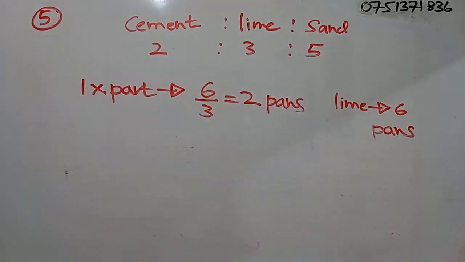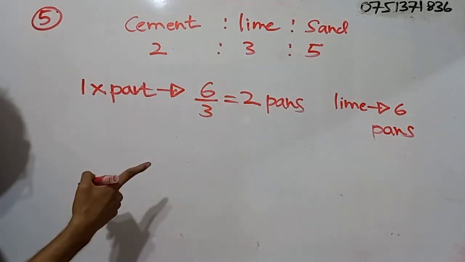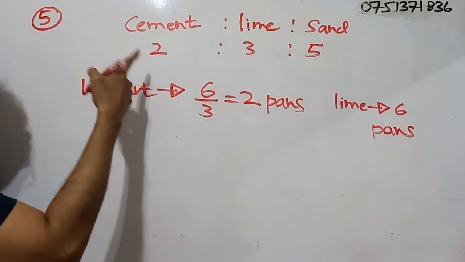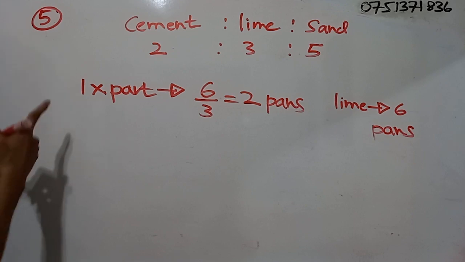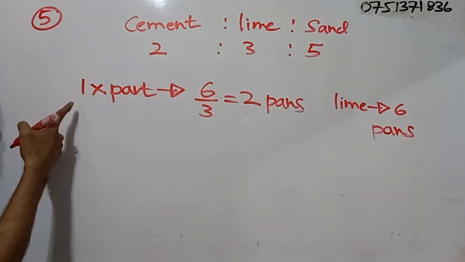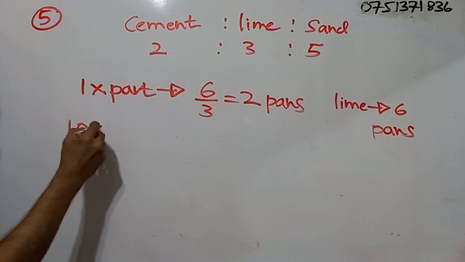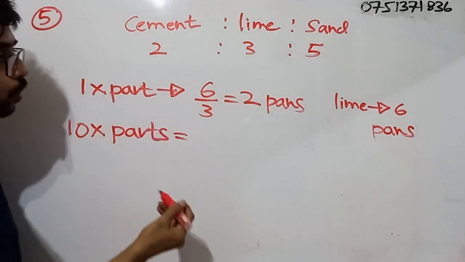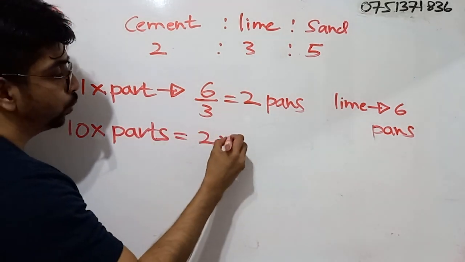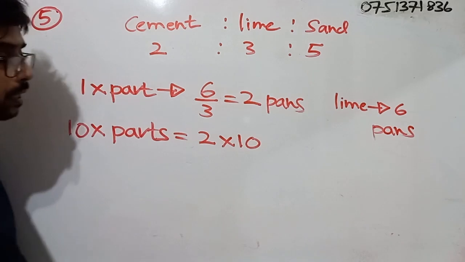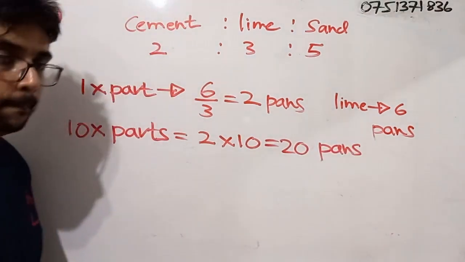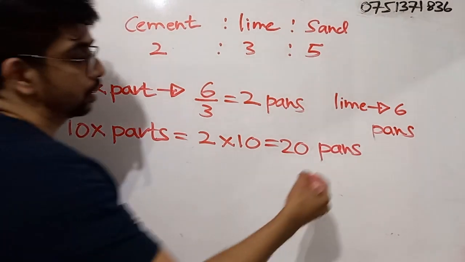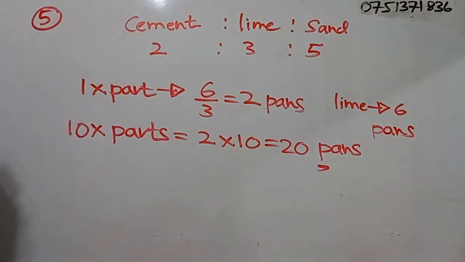How many total parts are there? 2 plus 3 plus 5, which is 10. If 1 part is 2 pans, what is 10 parts? What do we have to do? We have to multiply 2 by 10. What do we get? 20 pans. So that is the answer.